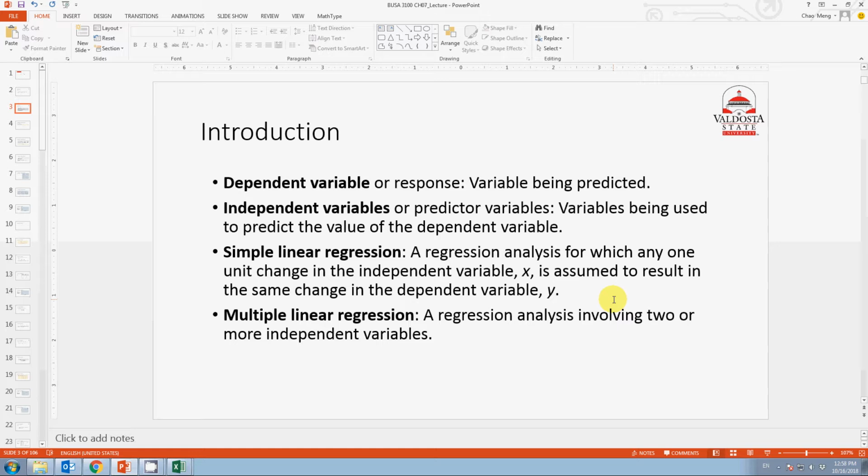For example, if you want to predict the sales or revenue, the revenue will be your dependent variable or response variable. Why is it called dependent variable? Because the value of that variable, the value of revenue, depends on some other variables. Those other variables are called independent variables or predictor variables. They are the variables being used to predict the value of the dependent variable. For example, the money you put in your promotions or advertisements is an independent variable. That will affect or determine your revenue or sales.